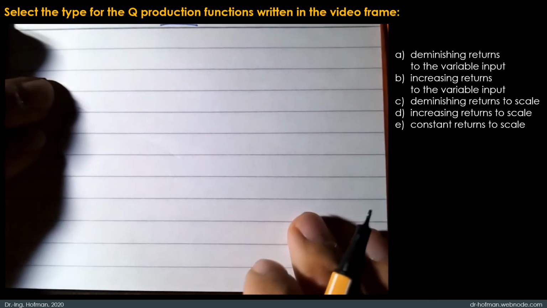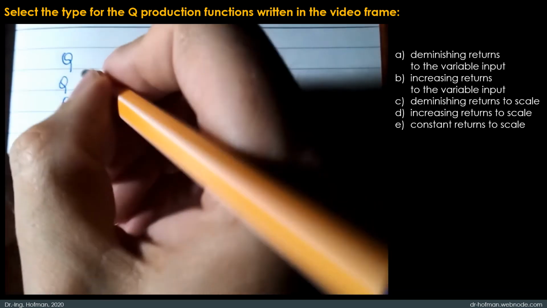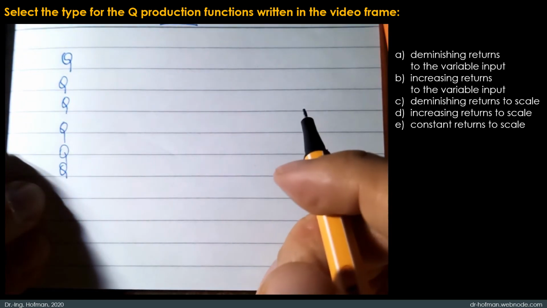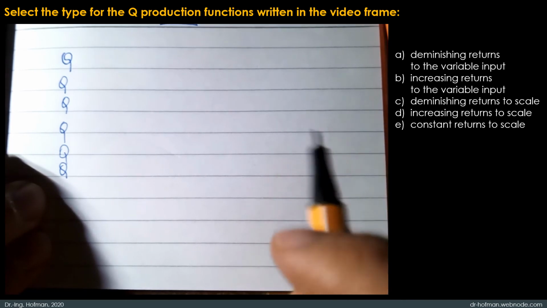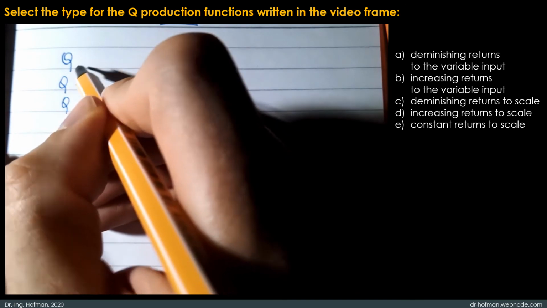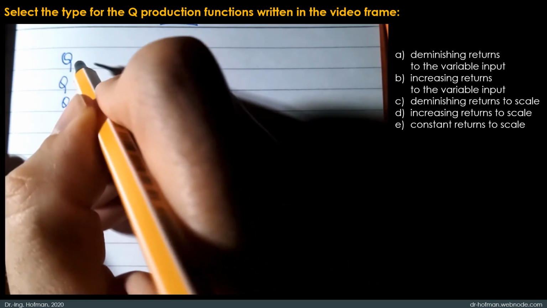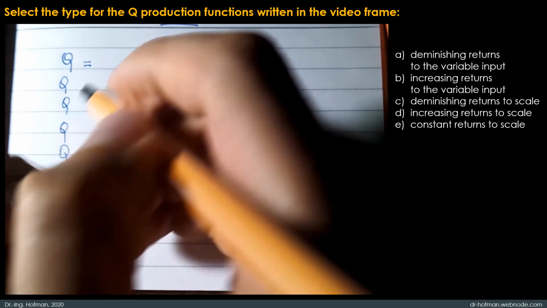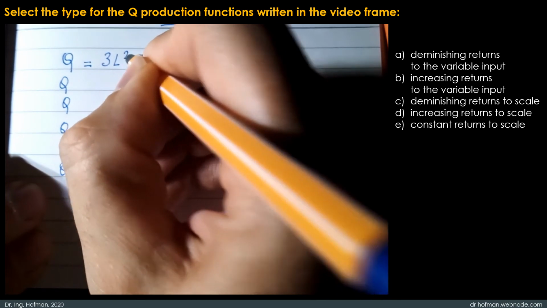You are now asked to select the type for the Q production functions written in this video frame. It could be diminishing returns to the variable input, or increasing returns to the variable input, or diminishing returns to scale, or increasing returns to scale.